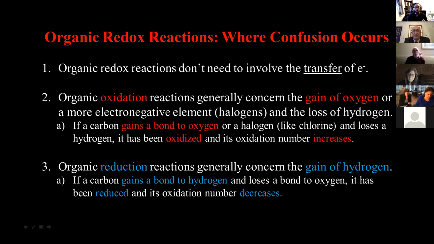When something is reduced in an organic redox reaction, generally we're looking at the gain of hydrogen and a loss of a bond to oxygen. So if something loses a bond to oxygen and gains a hydrogen, or just loses a bond to oxygen, or just gains a hydrogen, it's been reduced. And so that's really the fundamental difference between those two different schemes of pure redox and organic redox. So in organic redox, all we really have to remember is that if we're gaining bonds to oxygen, we're oxidizing. If we're losing bonds to oxygen, we're reducing.